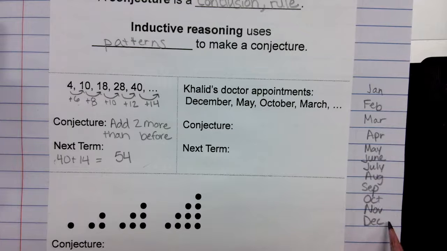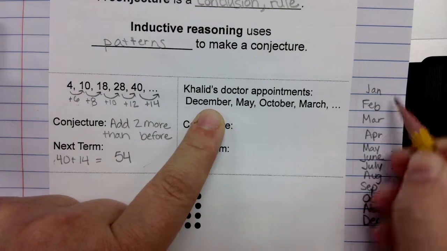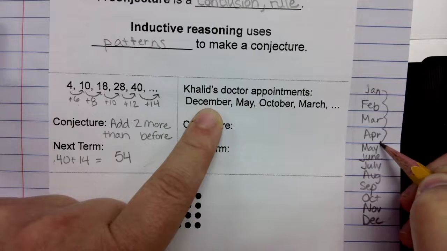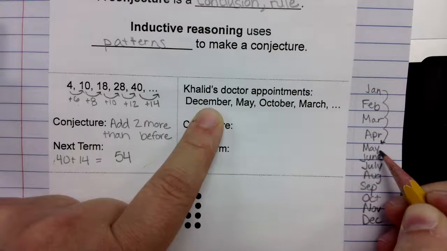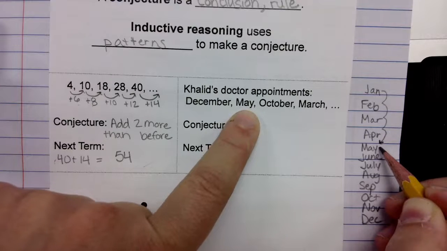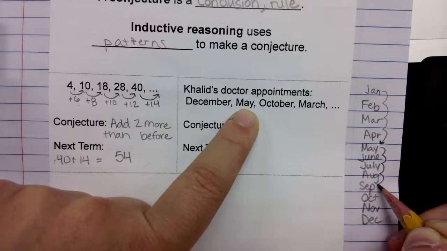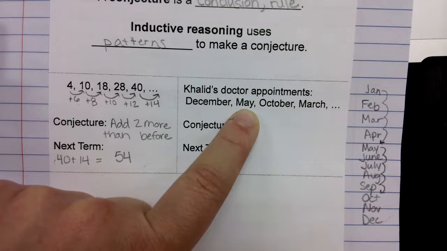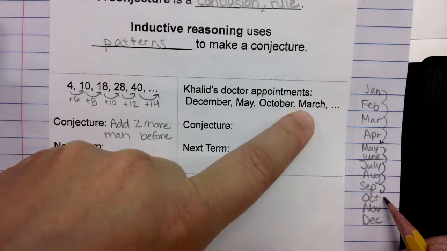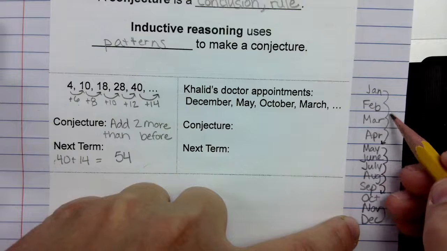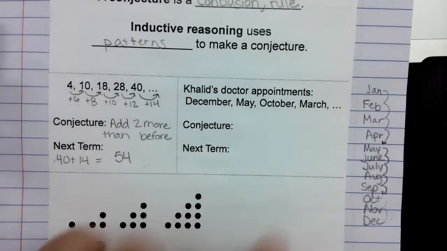Adding 5 what? So if I start in December, and then I have to go 1, 2, 3, 4, 5, that would give me May. Okay, then from May, how many months is it till October? 1, 2, 3, 4, 5. And then from October, it'd be 1, 2, but then we'd be back at January, 3, 4, 5. So maybe March. So it's every 5 months.